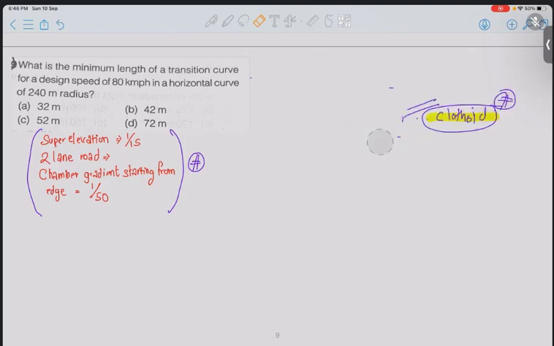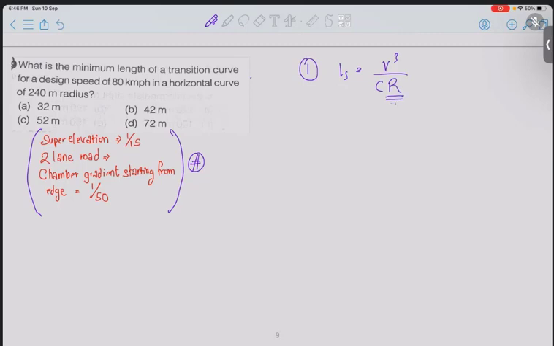Okay. Let's go to the question. How do we design the transition curve? We get the length of the transition curve as the maximum of three things. First is governed by the rate of change of centrifugal force. In that case, it is written as V cubed by CR. R is the radius, V is the velocity, and C is a coefficient which is given as 80 by (75 plus V).